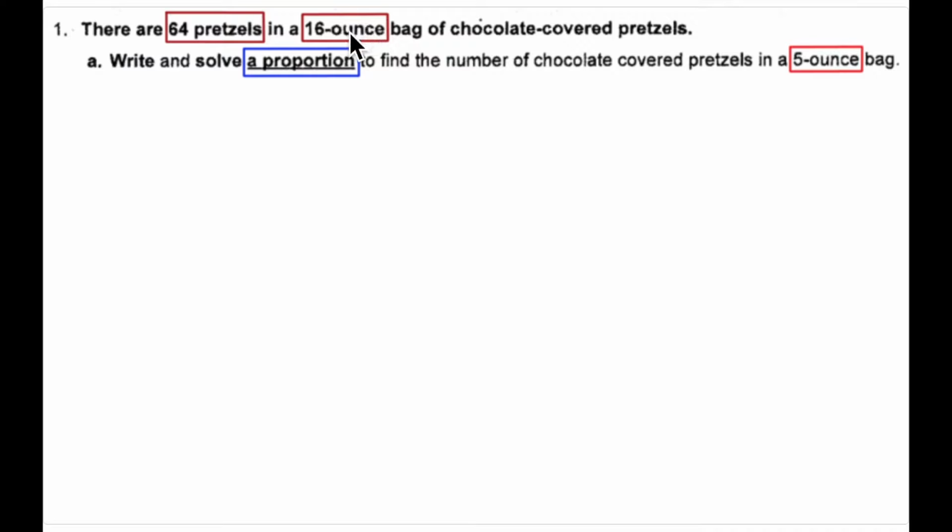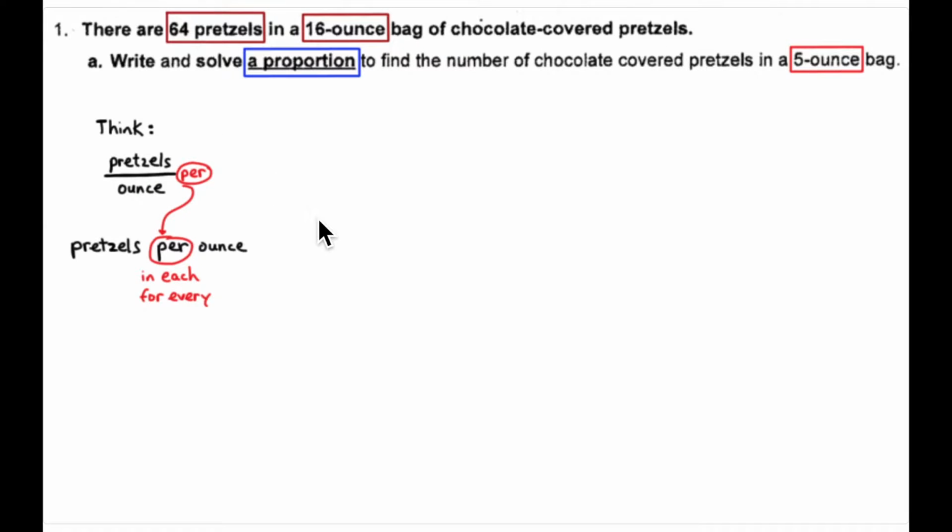And you just look at it and you can tell that this 5 ounces is a fraction of those 16 ounces. What fraction is it? It's 5/16. Imagine you have 16 ounces all lined up and you choose 5 of them. You're choosing 5/16 of the total. That means you're going to get 5/16 as many pretzels. So it's going to be 5/16 of 64.